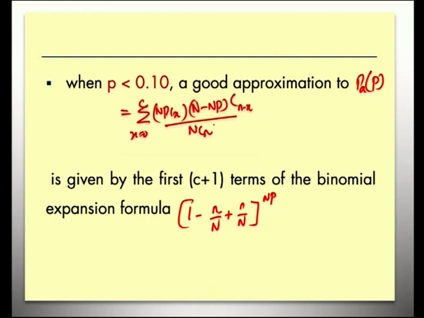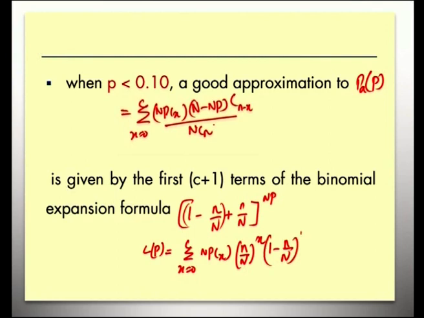Adding and subtracting small n by capital N, we have this. Now, just bracket this and use the binomial formula, and we get L of P is equal to summation x is equal to 0 to C, NP C x, then n by N whole power x, then 1 minus n by N whole power NP minus x.